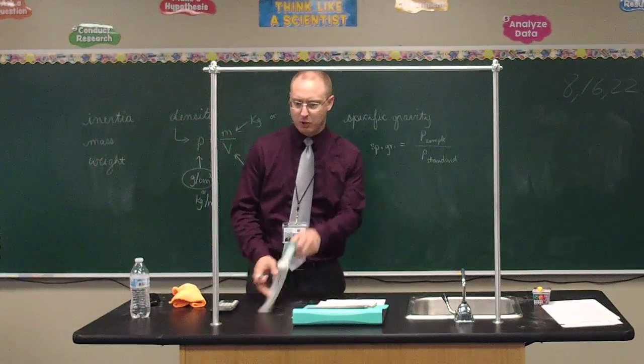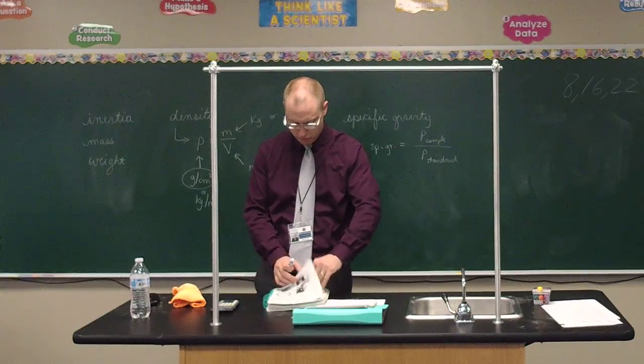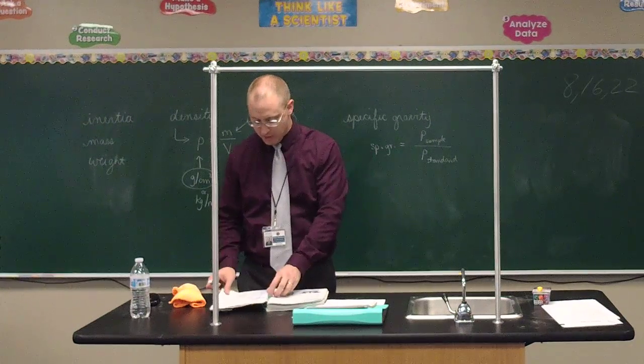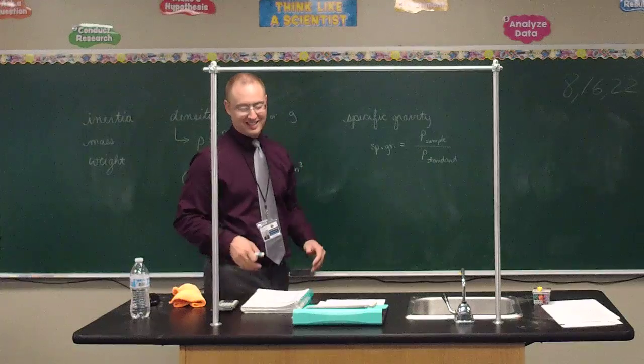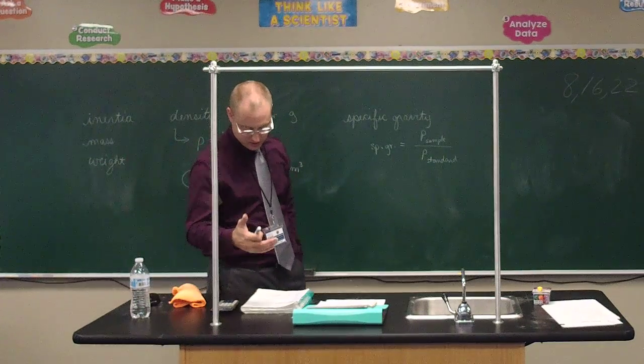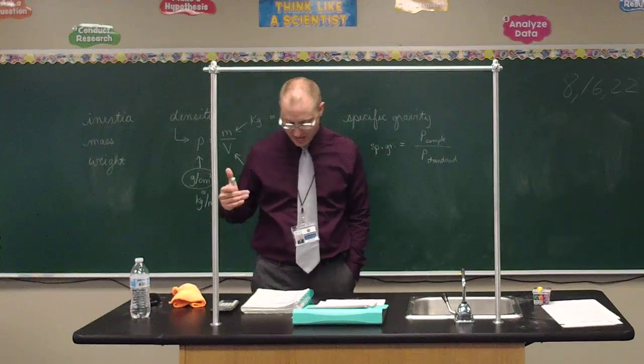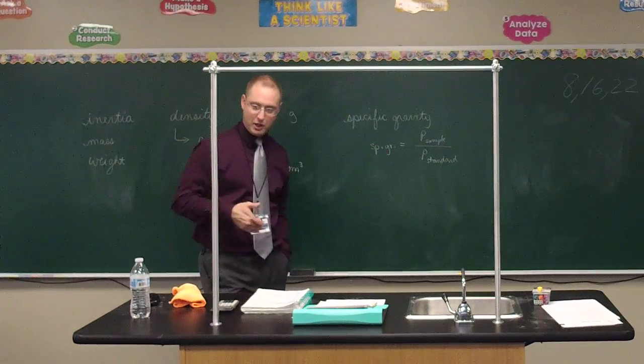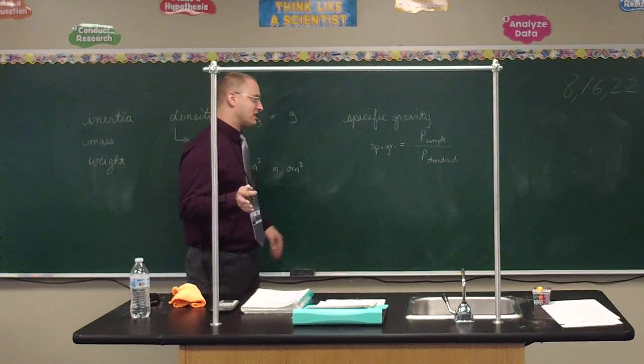Now, if you look in your textbooks at page 22, try 21. Page 21, you see a table of different densities. And there's all different densities. We've got hydrogen as the lightest density listed. We have osmium as the highest density listed. There's what, I don't know, 20, 30, something different densities listed there.